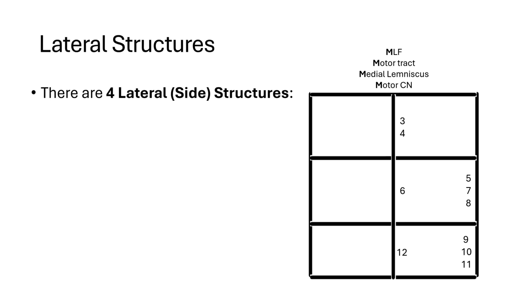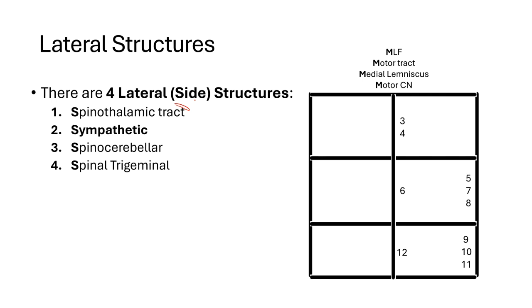Now that we've talked about the medial structures, now we need to talk about the lateral structures, or as I like to remind myself, the side structures. The reason why I like to remember them as the side structures is because they all start with S. We have the spinothalamic tract, which does mostly pain and temperature. The sympathetic chain actually runs along the brainstem. Damage to this can cause ipsilateral Horner syndrome.